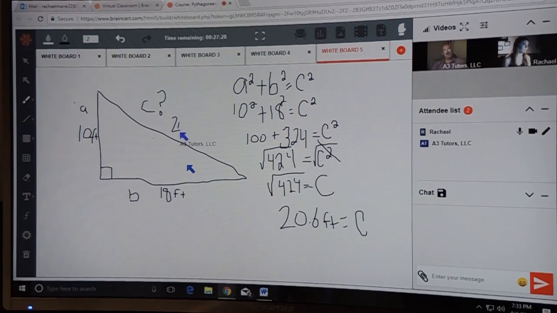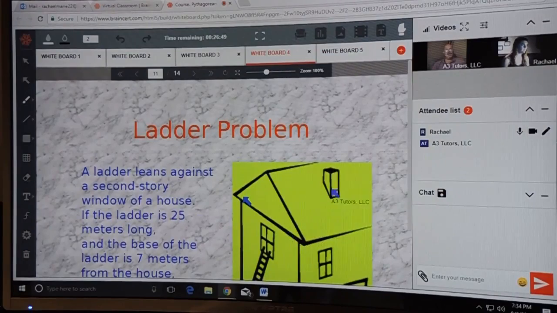So, 20.6 feet. Now, just by looking at it, does that seem to make sense? Yes. Because the hypotenuse is always going to be the longest side of the right triangle. And if this is 18 and this is 10, that looks about correct, almost 21 feet from this point to that point. Does that make sense? Yes, it definitely makes sense. Okay. Well, let's do another problem. Let's work on the ladder problem.